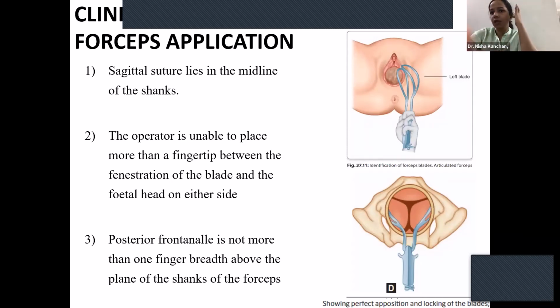So these are the 3 checks. After applying forceps, these 3 things you have to check. The sagittal suture should correspond to the midline of the shanks. If you try to insert a finger, not more than 1 fingertip should fit between the head and the blade. And the posterior fontanelle is not more than 1 finger breadth above the plane of the shank of the forceps. After this, you pull. If this is not so, then you have to recheck your position, do a PV examination, see the level of the head and how it is, and then reapply your forceps. Next slide, please.